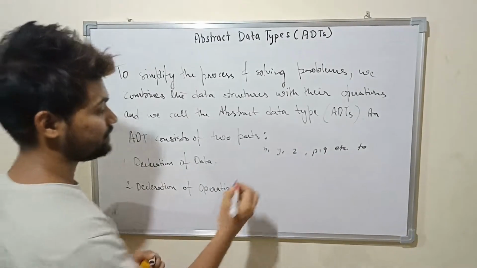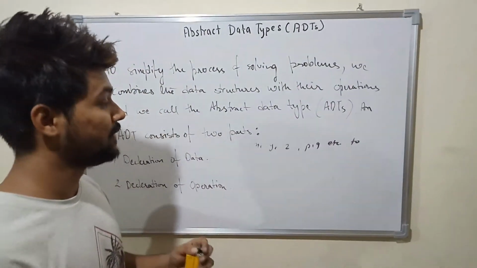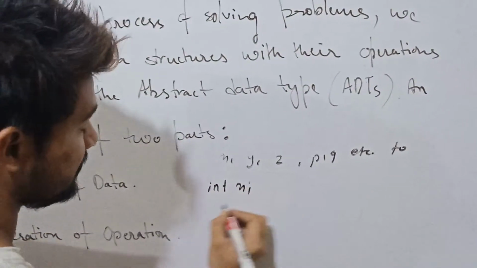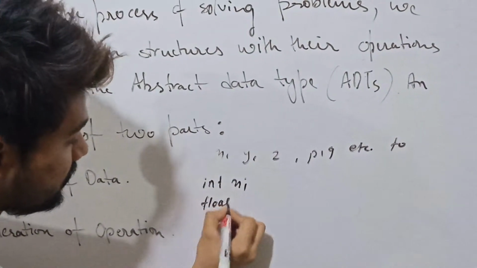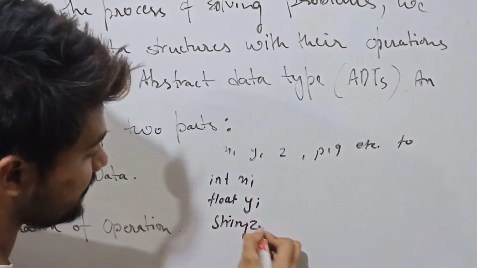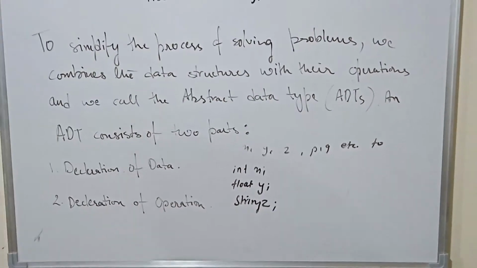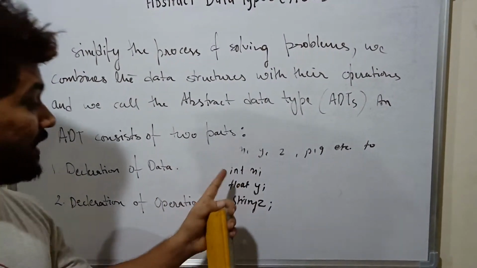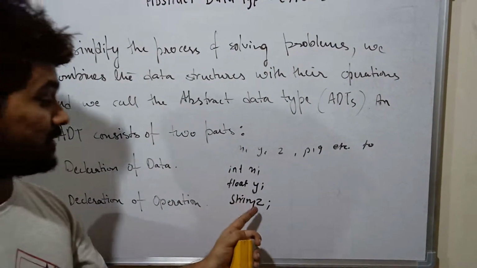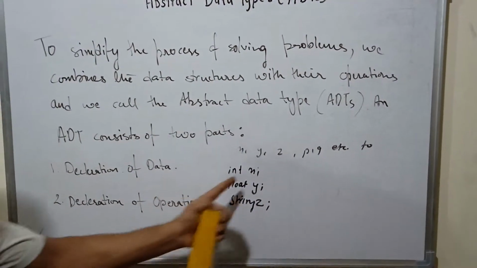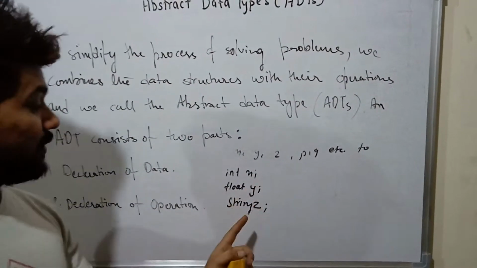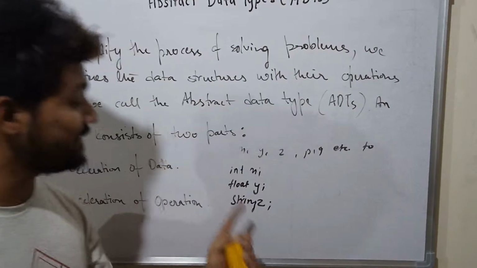For example, there are various types: int x, float y, string z. Here I have declared the x variable with the int data type, the y variable with the float data type, and string z with the string data type. So x will only contain an integer value, y will only contain a floating point value, and z will only contain a string value.